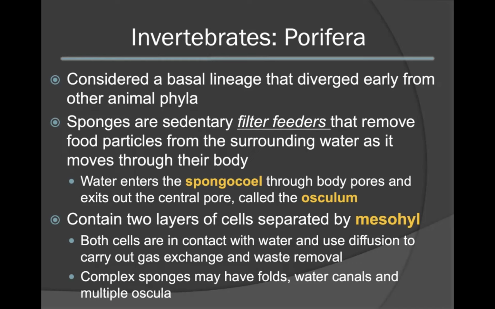In general, sponges contain 2 layers of cells that are separated by what is termed the mesohyl. Both layers of cells are in constant contact with water. Thus, these cells can simply use diffusion to carry out gas exchange and to remove waste. Some more complex sponges may have folding to their body layers, water canals, and they may have multiple oscula.